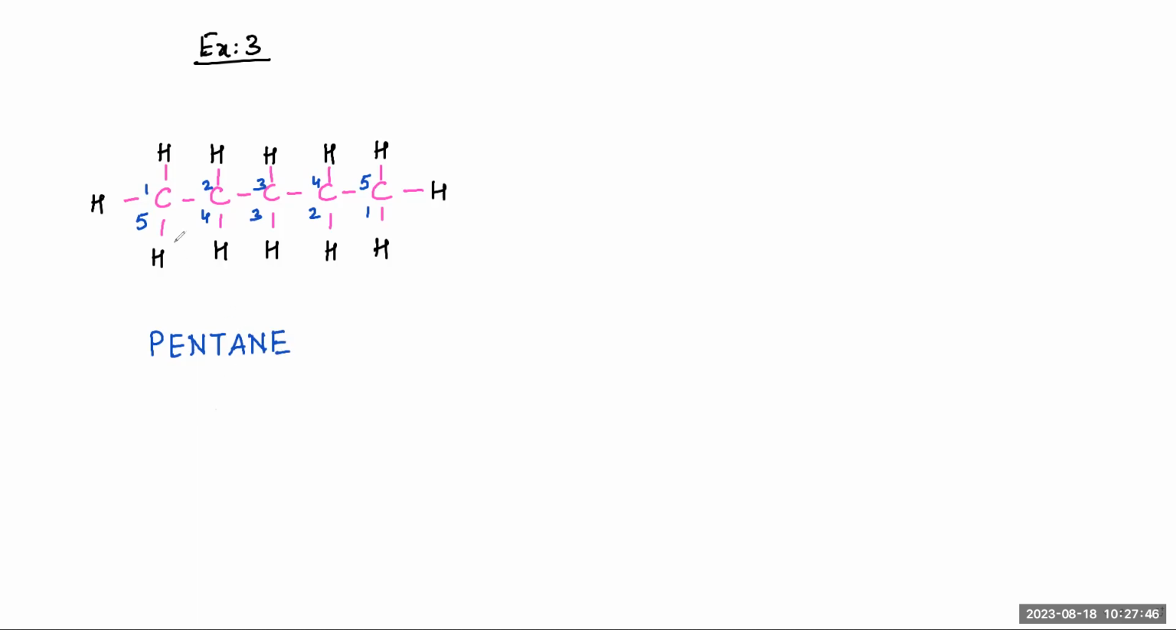A very interesting thing to notice here is that no matter if you start numbering from the left side or the right side, the number of carbon atoms is 5 and has equal attachment of hydrogen atoms here. So this structure can now be called pentane. I hope you understood this example.